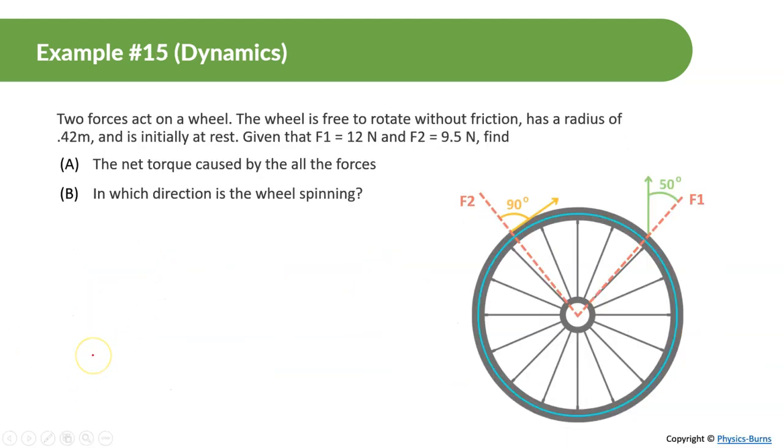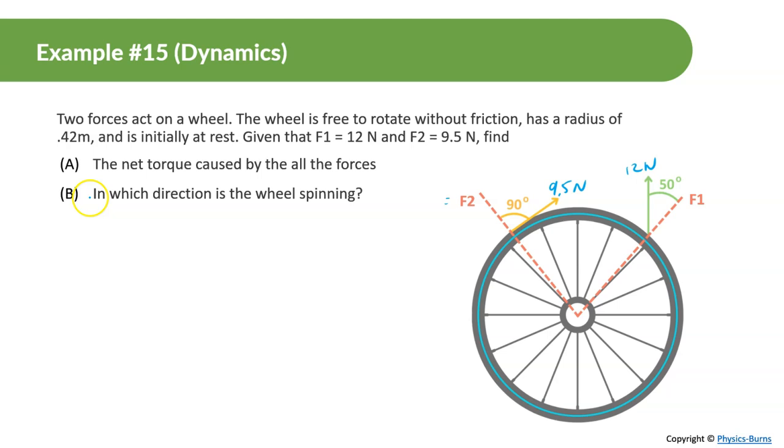All right. Let's look at this next example. Example number 15. So what we have is two forces act on a wheel. The wheel is free to rotate without friction. It has a radius of 0.42 meters and is initially at rest. Given that F1 is equal to 12 newtons and F2 is equal to 9.5 newtons, I'm going to put it over here, 9.5 newtons and 12 newtons, okay? Find the net torque caused by all the forces.